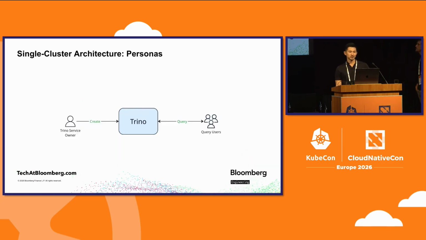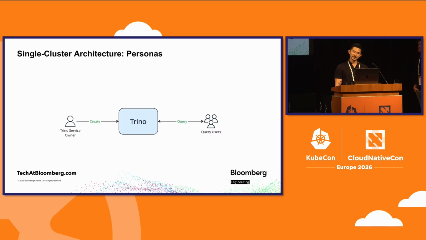Our managed Trino platform serves two primary personas. On one side, we have the Trino service owners, which is typically an engineering team that is defining and managing a Trino service, configuring the catalogs that they want to attach and the resource limits they want to launch the pods with. On the other side, we have the query user, who are the analysts, engineers, or applications that connect to a query endpoint and submit SQL queries. For both personas, the expectations are very clear. Trino service owners expect predictable lifecycle management, and query users expect a reliable query endpoint.